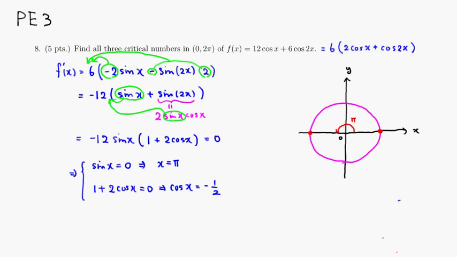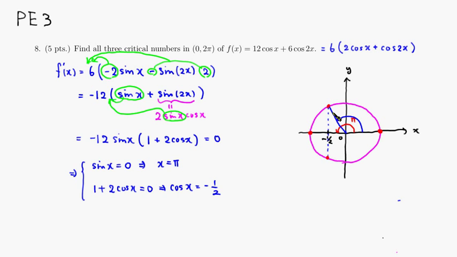Then how about the cosine equals negative 1/2? Cosine represents the x-coordinate of the point on the unit circle. So we want it to be negative 1/2. You can see that there are a couple of points again. One point is right here, and another point is there. The angle we're looking for would be this angle.